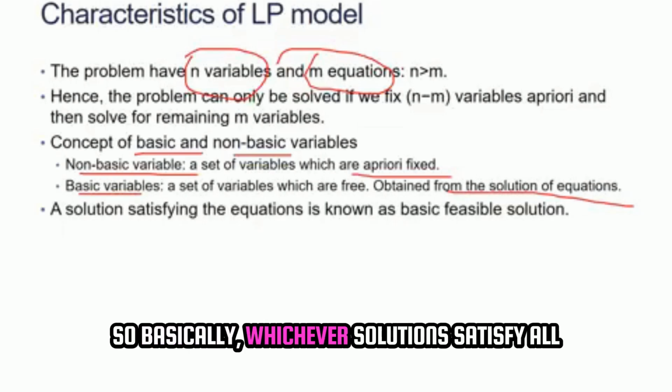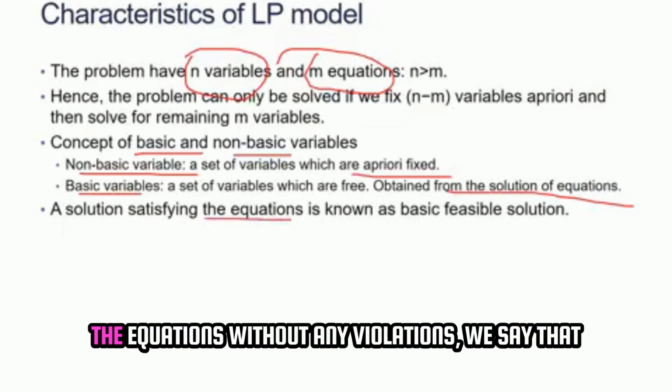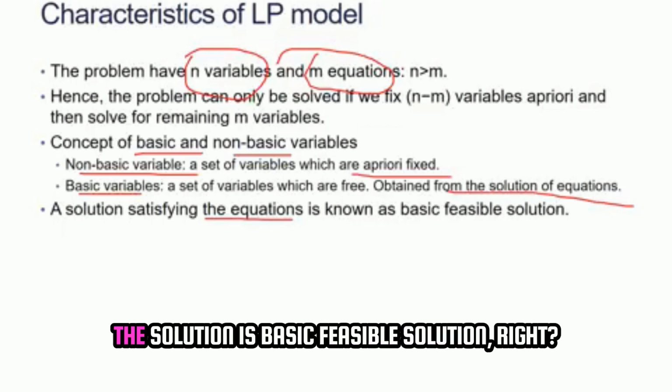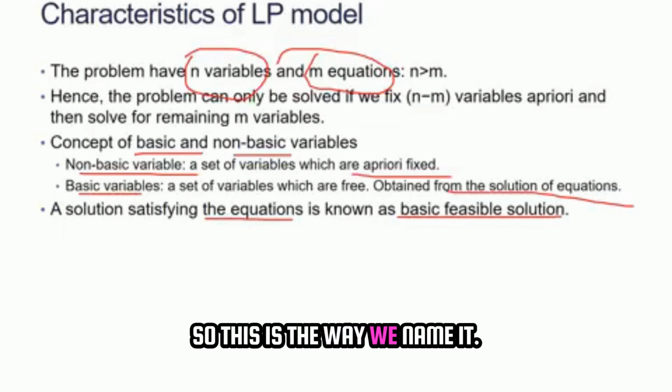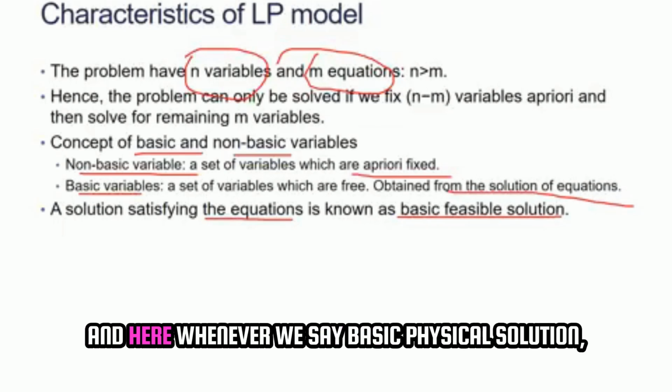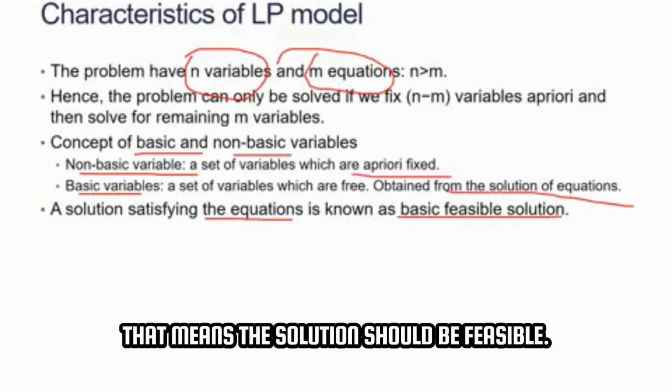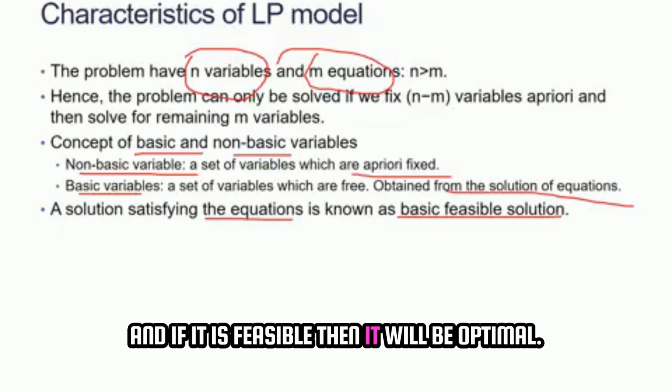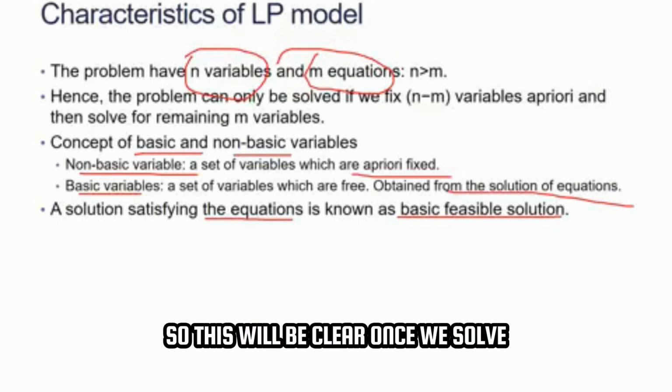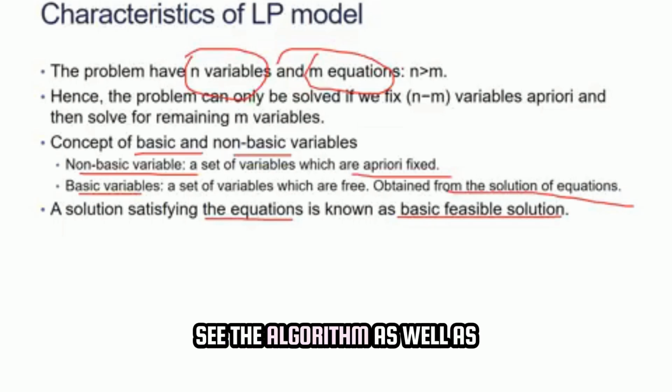So basically, whichever solution satisfies all the equations without any violations, we say that the solution is a basic feasible solution. Right. So this is the way we name it. And whenever we say basic feasible solution, that means the solution should be feasible. And if it is feasible, then it will be optimal. So this will be clear once we solve the algorithm as well as the optimization problem.